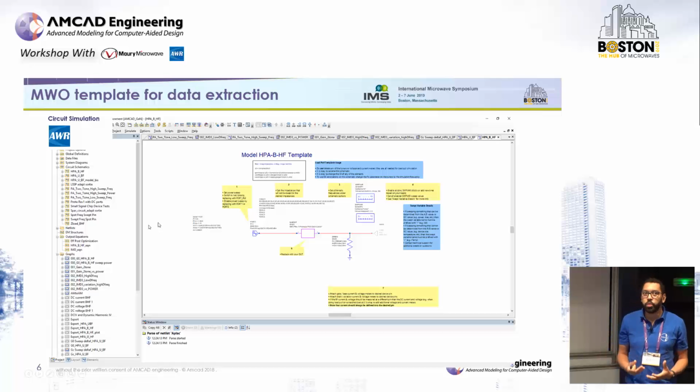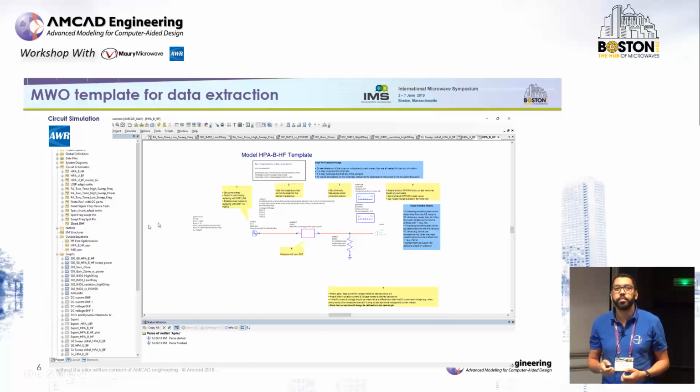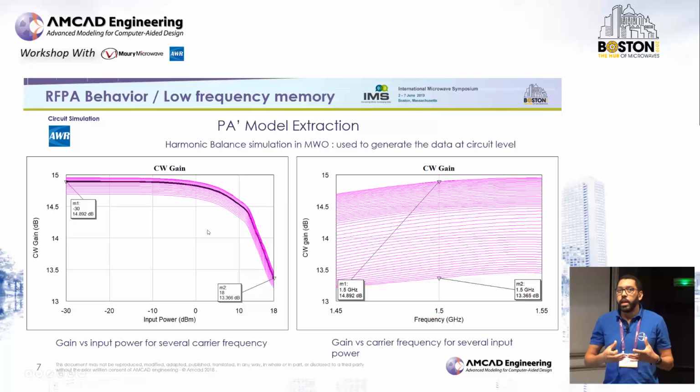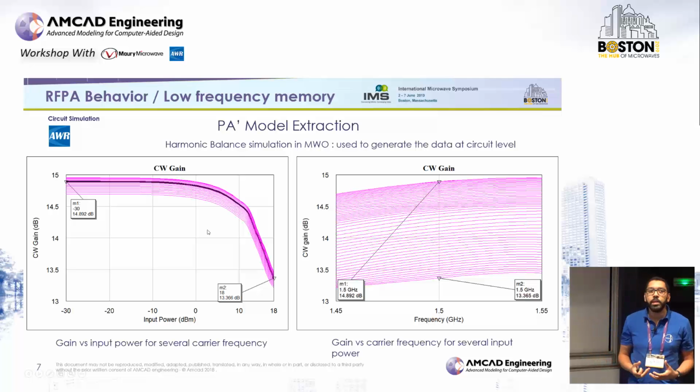To facilitate this work, if the initial data is provided by circuit simulation, MCAD created simulation templates to generate the input file describing the behavior of the circuit. To capture the nonlinear behavior of the PA, for example, an AM/AM and AM/PM harmonic balance simulation will be launched. We can see here the spread of these curves as a function of the carrier frequency, highlighting certain high-frequency memory effects.